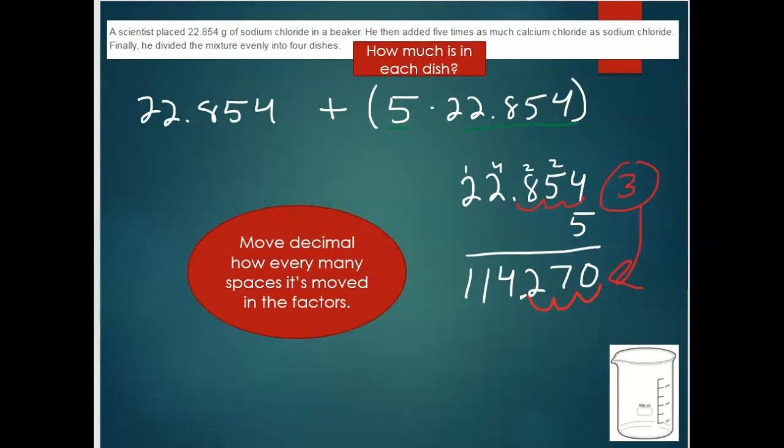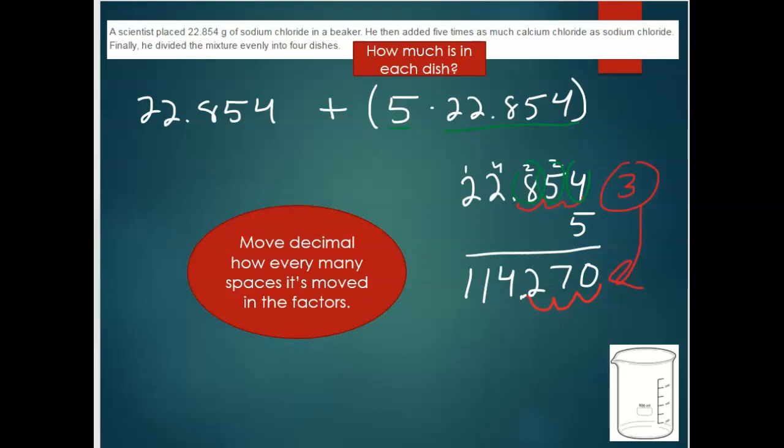And this is what that looks like. 5 times 4 is 20. 5 times 5 is 25. Add the regrouped 2 to make 27. 5 times 8 is 40. Add 2 to make 42. 5 times 2 is 10. Add 4 to make 14. 5 times 2 is 10. Add 1 to make 11. And then we place our decimal point 3 over in the product because it's 3 over in the factors. There's only a decimal point in one of the factors there.